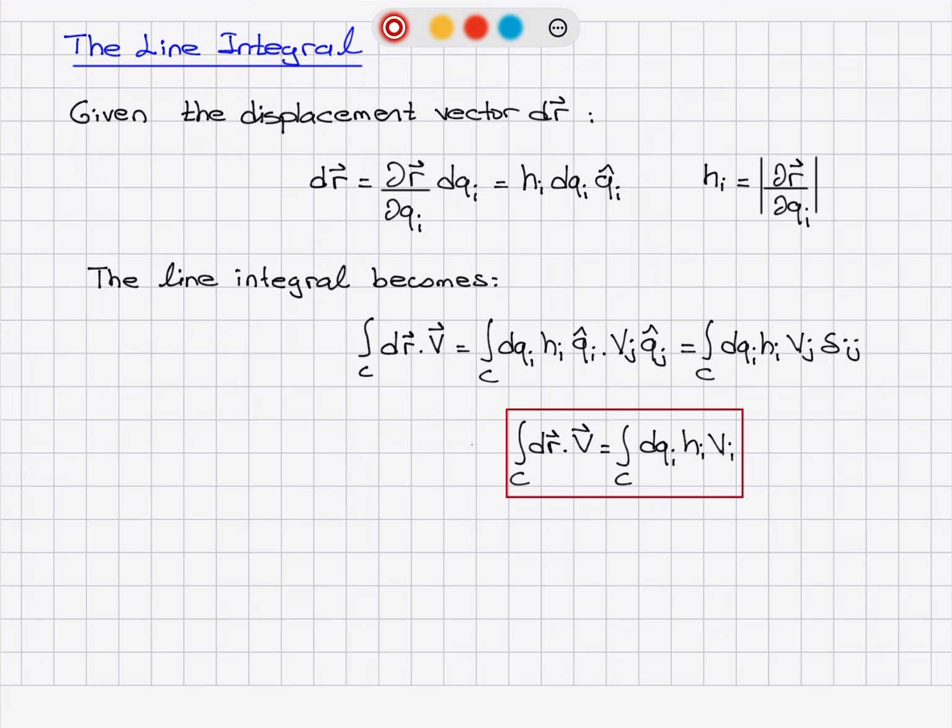Since the unit vector qi hat is given by del r del qi divided by its magnitude, it has a magnitude of 1. And then the line integral becomes the contour integral dr dot v, dqi hi qi hat dot product with vj qj hat, the vector v written in the curvilinear coordinate system. And because these two vectors are orthonormal, the dot product is delta ij. The Kronecker delta ij sets j equal to i. Therefore, our answer is dqi hi vi integrated over this contour.